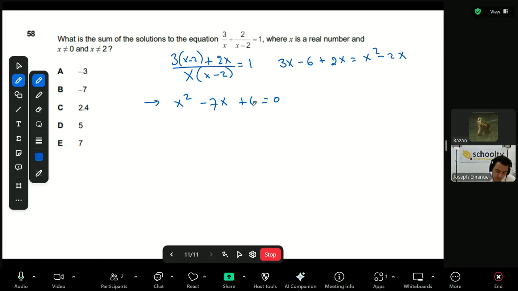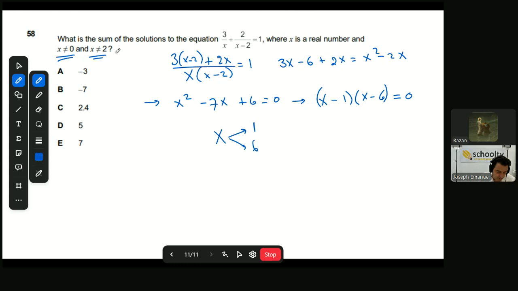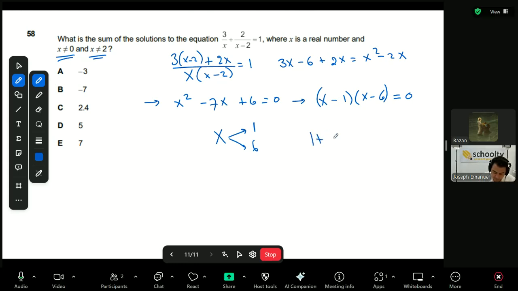Okay, so 1 multiplied by 6 is 6, 1 plus 6 is 7, so actually you can x minus 1, x minus 6, because if you open this, yeah, you will have x squared minus x minus 6x plus 6, so it's like the upper one, yeah? Okay, so you have solutions 1 and 6. They don't conflict with what values x is not allowed to have. So the sum of them, just the sum, yeah, 7, it's like E.